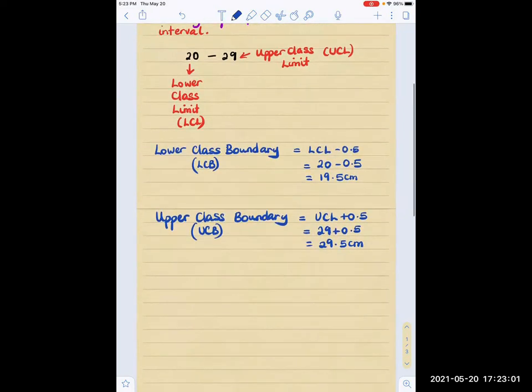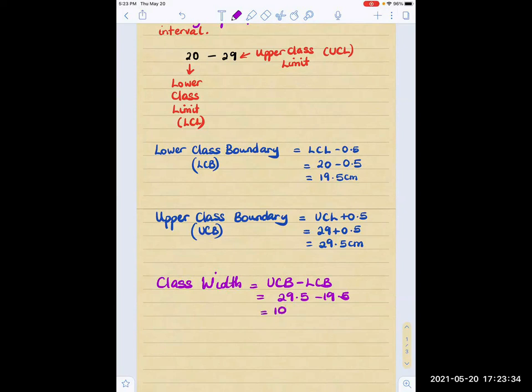We also have class widths, and the formula for the class width is the upper class boundary minus the lower class boundary. 29.5 minus 19.5. So when we find the difference of those two numbers, we will get 10. So the class width is 10.